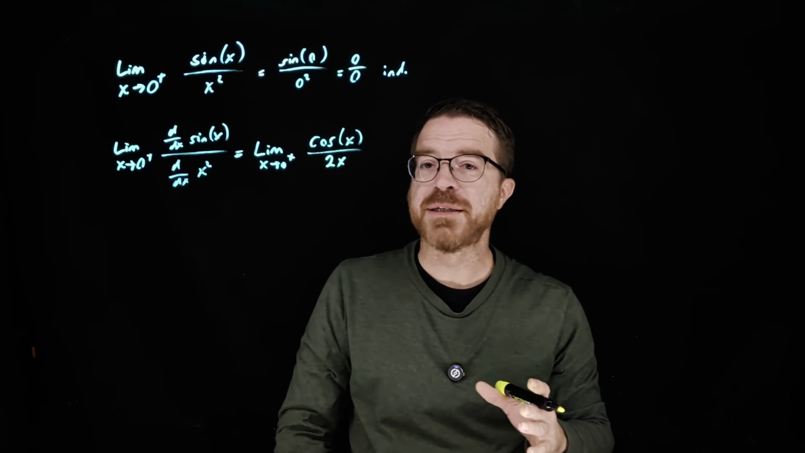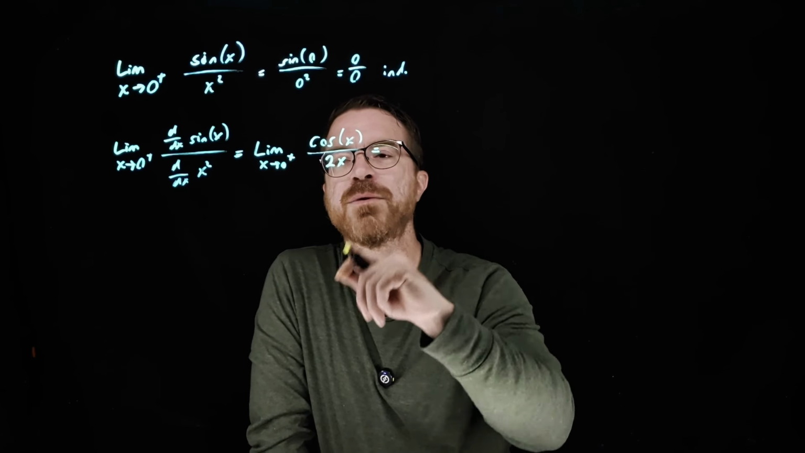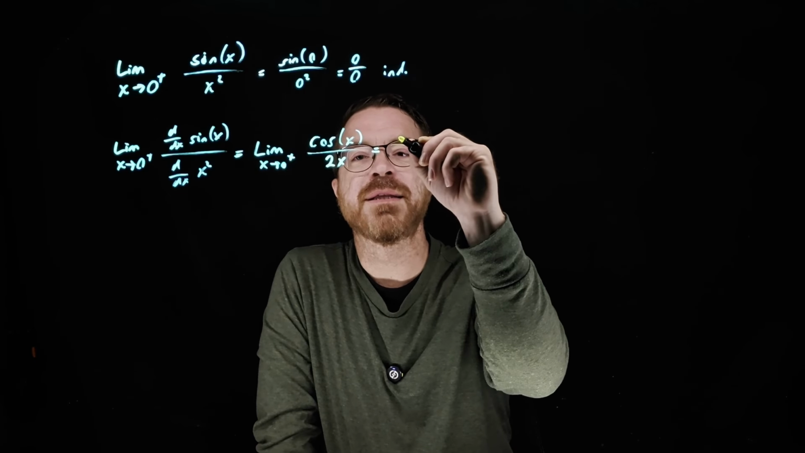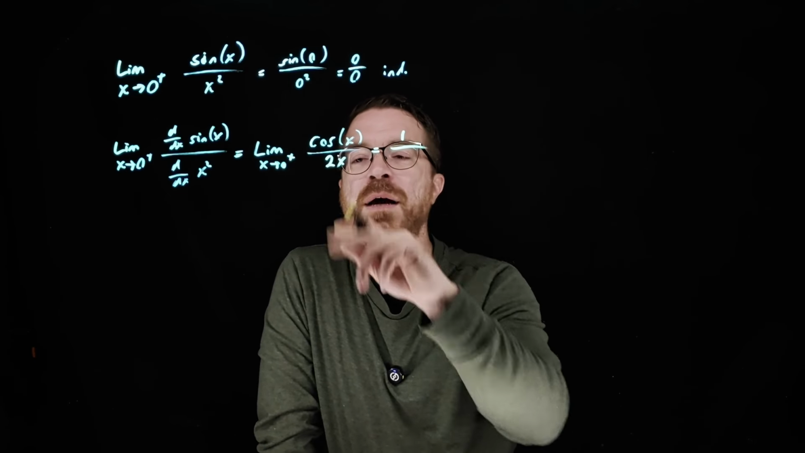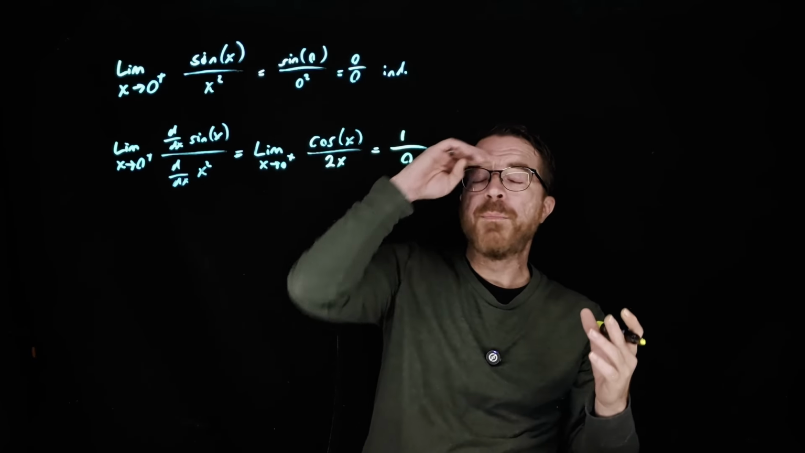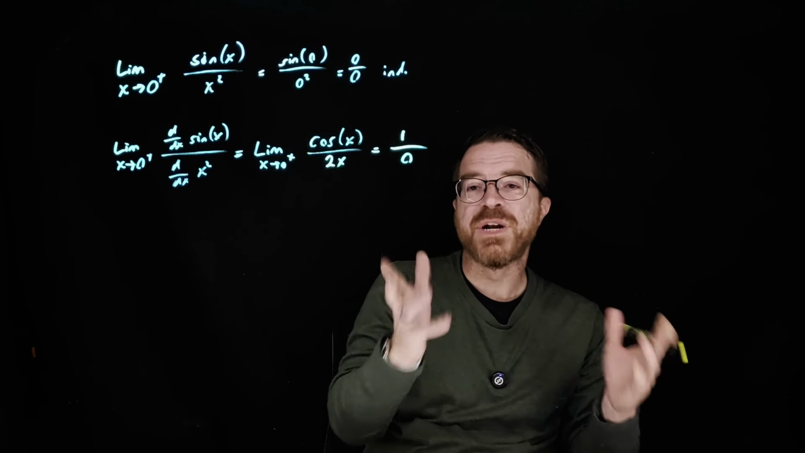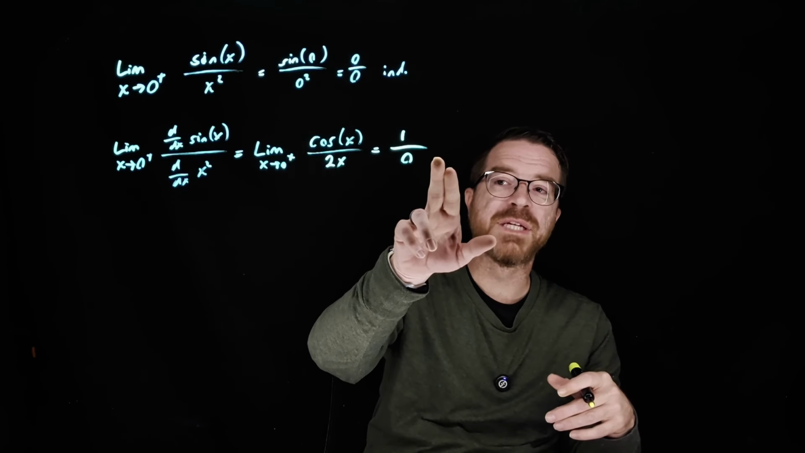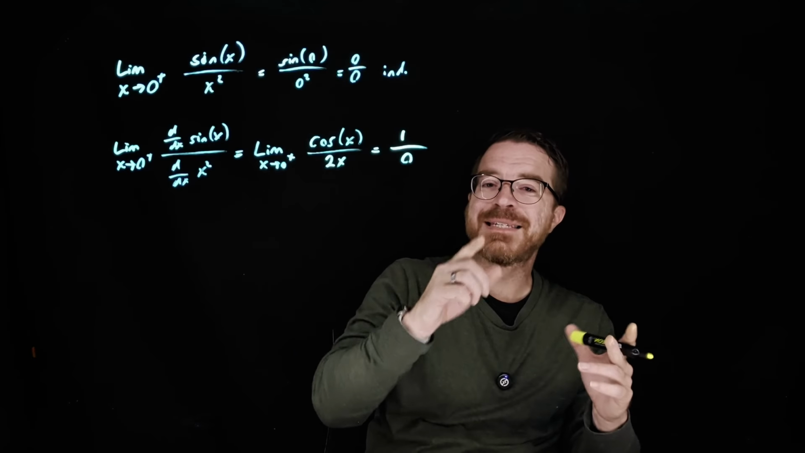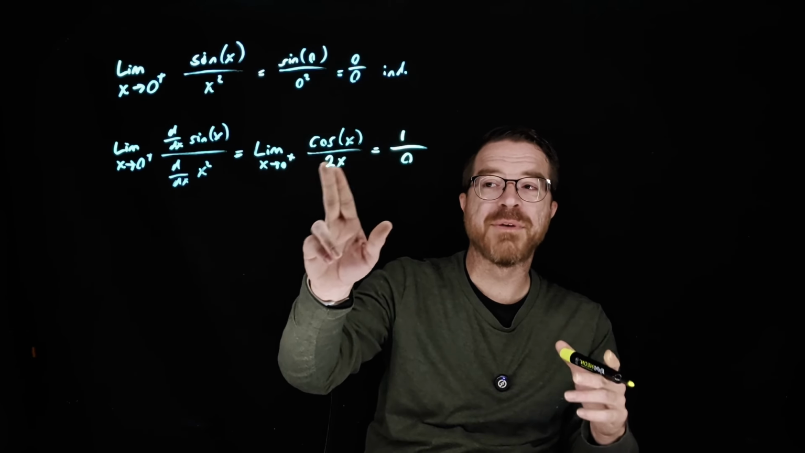Now, if I were to plug in 0, what do I get? Plugging in 0 for cosine, I'm going to get 1. If I plug in 0 for the bottom, I'm going to get 1 over 0. So basically what this means is we know that this is going towards infinity or negative infinity, but I can't use L'Hopital's rule again because this is no longer indeterminate. So now I need to consider the behavior to the right, and that's why specifically it's coming from the right.